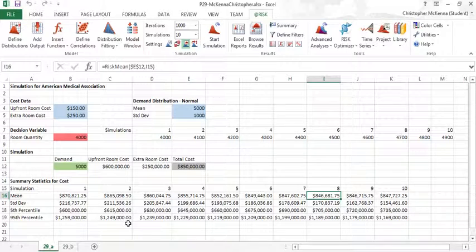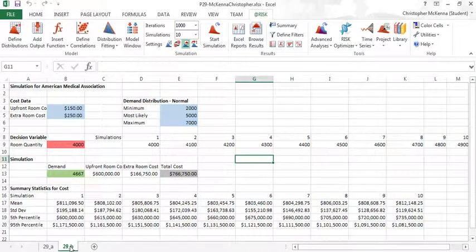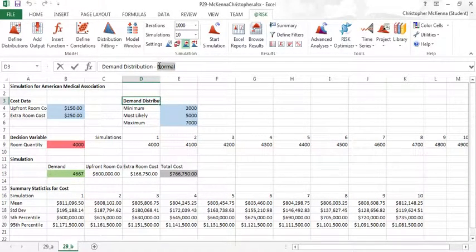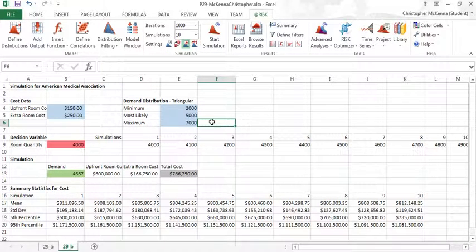Part B of the problem is very similar. The only thing that changes here is our distribution model. In the first distribution, we had a normal distribution, and I need to change this here. This is a triangular distribution model where the minimum rooms to be booked is 2,000, the most likely being 5,000, with the max being 7,000. And we're going to run almost the exact same simulation here.